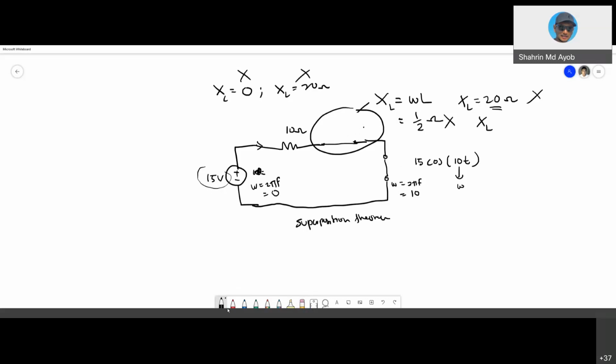Because omega is 0, your current is 15 volt over 10. So you should get around 5/2 amps. This is a DC current with a value of 5/2. This is your DC current because this one is actually a DC source. Then next, what you need to do is to turn on the second source, which is the AC source, and the DC one should be turned off.